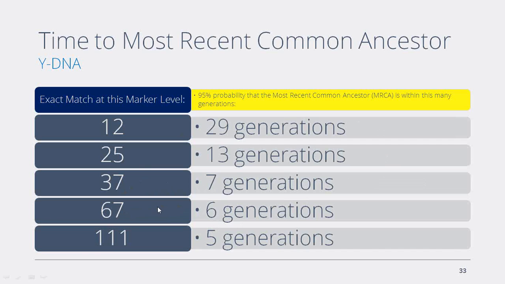So to go to 67 markers, an exact match may be related within the past 6 generations, and then at 111 markers, an exact match may be related within the past 5 generations. Now, it is important to understand that these are probabilities and that they're not definite. These are at a 95% probability level. So if you have an exact 37 marker match, it doesn't guarantee that that person will share a common ancestor within 7 generations. It's most likely the case, but it could still be further back.